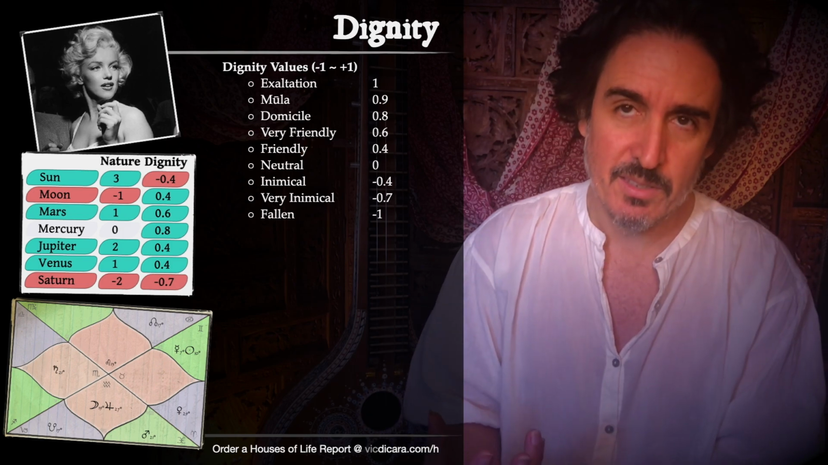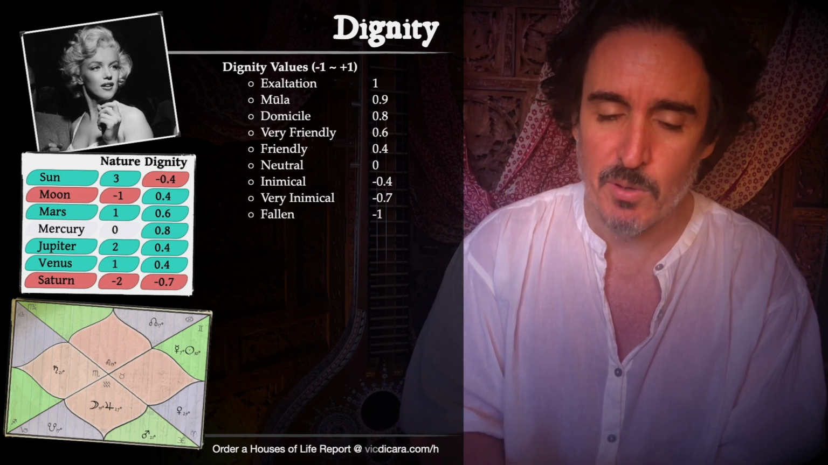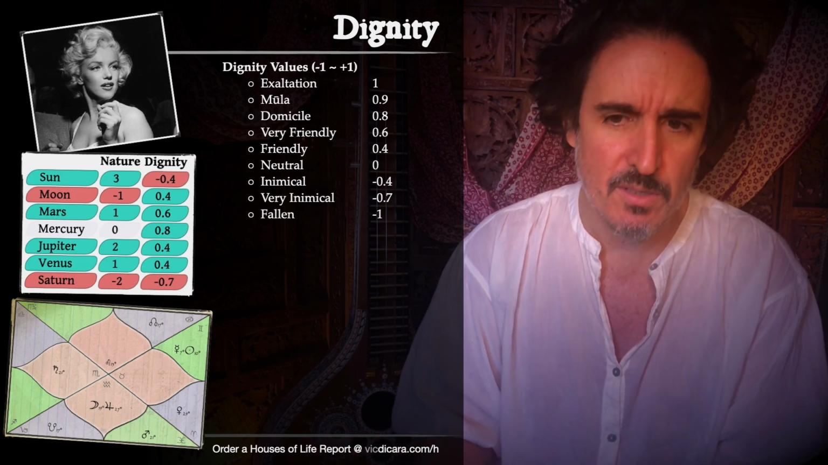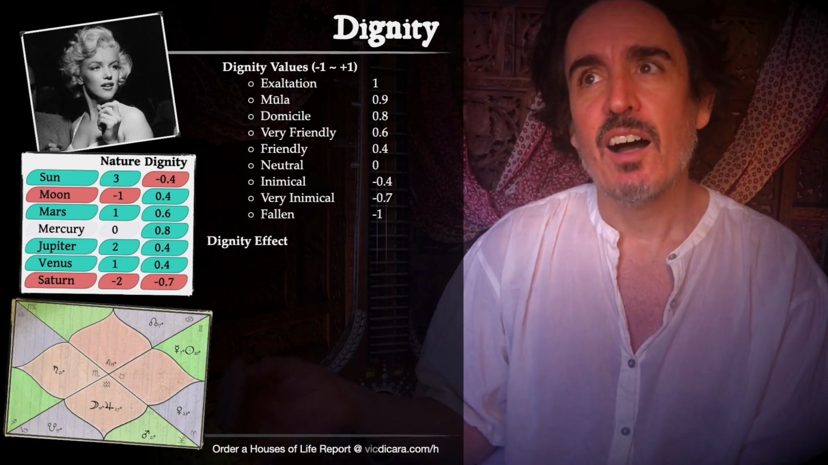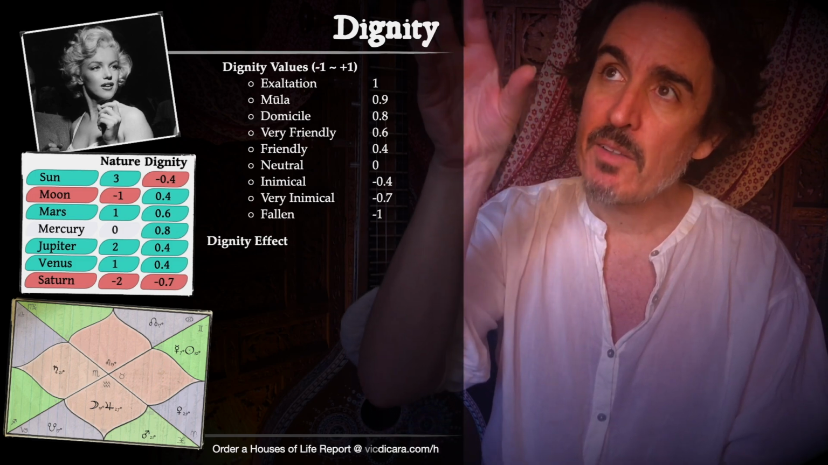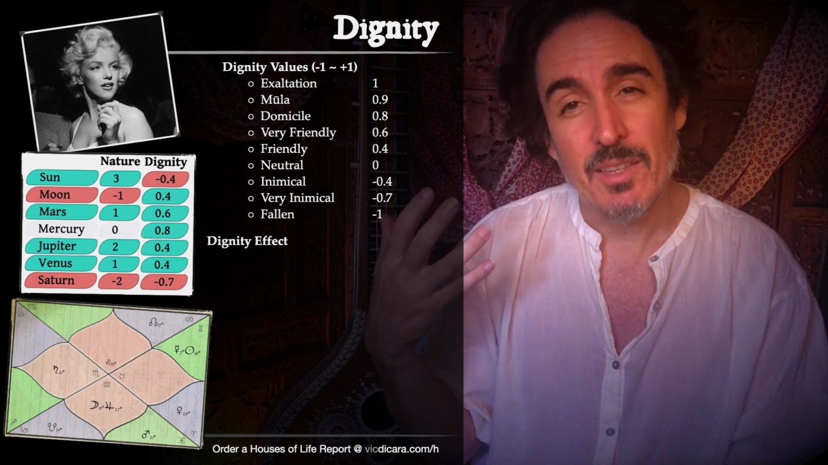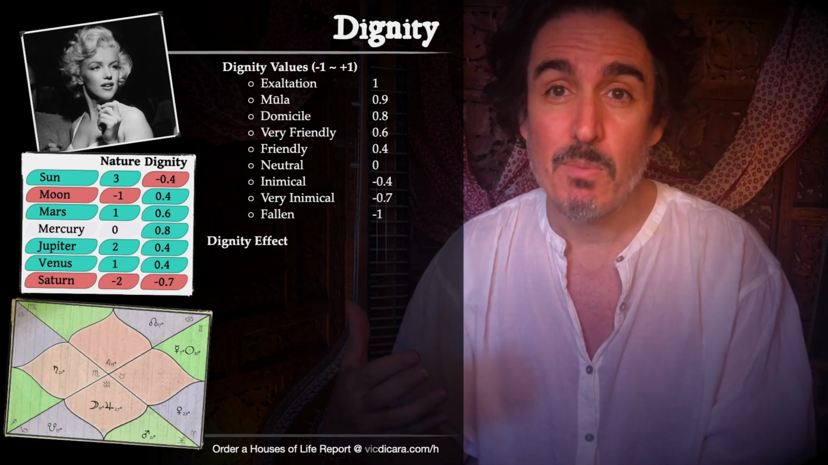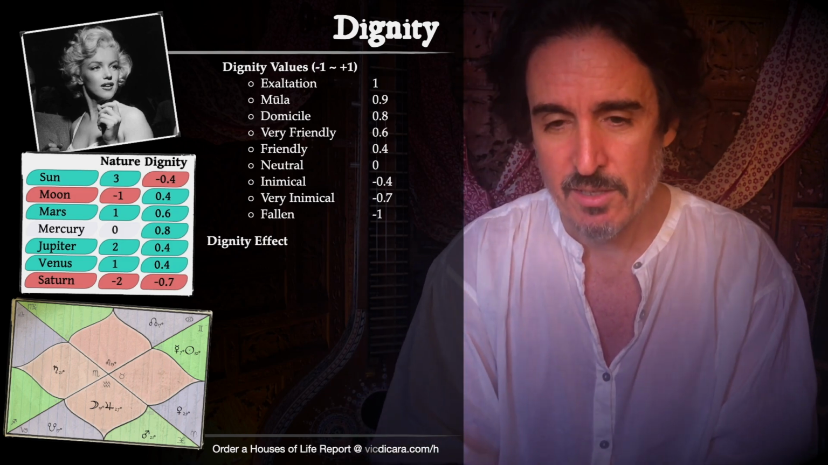Now, what do you do with this value? Every planet now has a value, -0.4, 0.4, 0.6, 0.8. What do we do with these numbers? They're going to have an effect on the planet's amount of influence, right? The amount that the planet influences the houses is going to be multiplied by their dignity. But the type of effect is going to depend upon whether the planet is functionally benefic, malefic, or neutral.